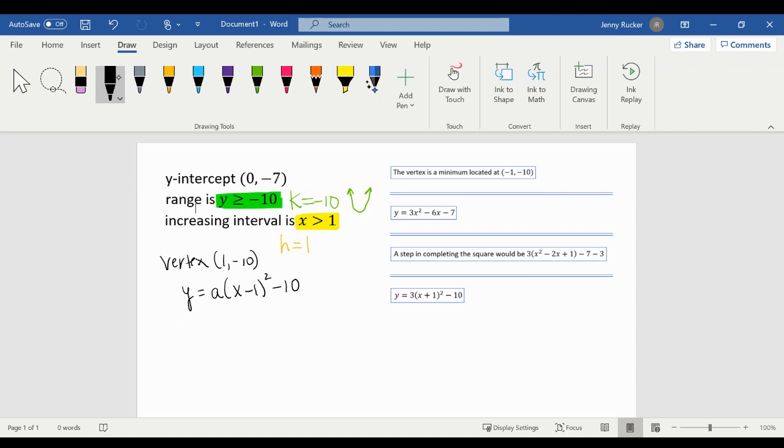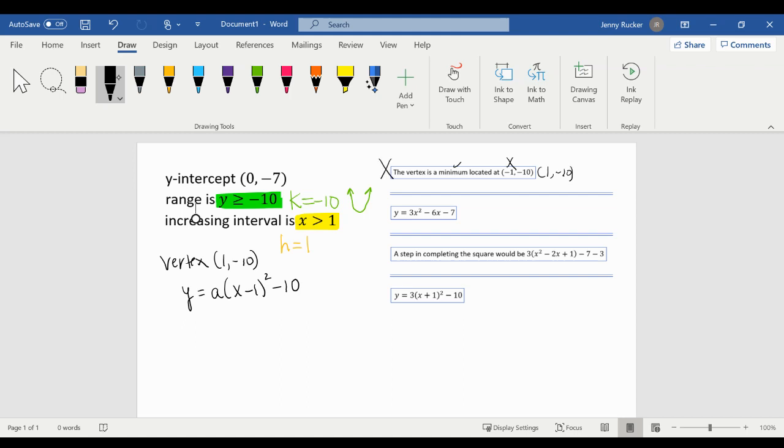Here it says the vertex is the minimum. Well, that seems good. Located at -1, -10. That is not the case. That is bad. It is located at 1, -10. So this is not a true statement.